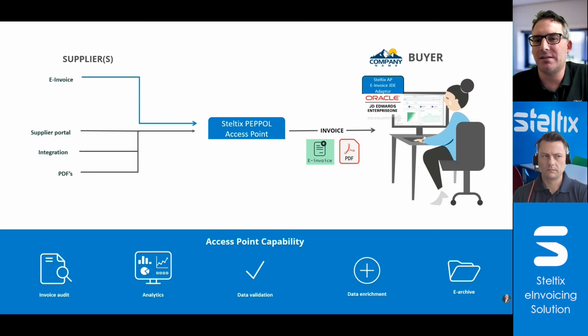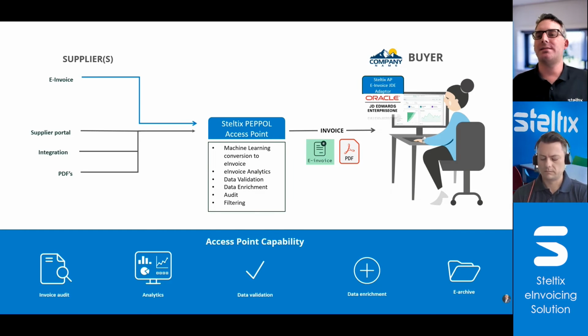So that bit in the middle, which is the Steltex Peppol access point, operates as the access point to the Peppol network, but also operates as a vehicle or a mechanism to take non-e-invoices, use technologies such as machine learning for OCR recognition to take them and convert them into a format which can be ingested into JDE as if it was from an e-invoicing source in its own right. So hopefully that all makes sense, and we can apply some additional rules, data enrichment, some whitelisting and audit and validation at that particular point in time before it hits your ERP as well.